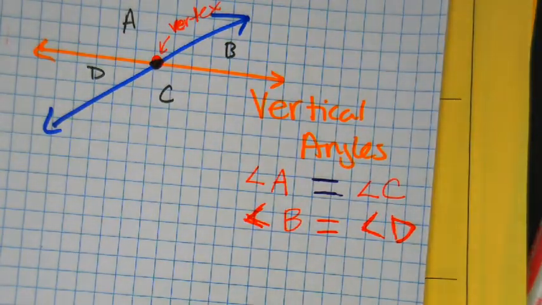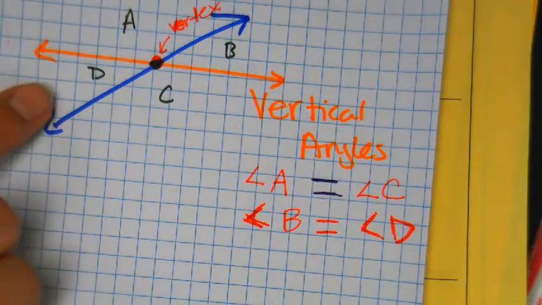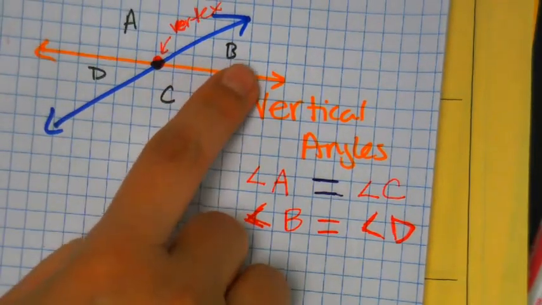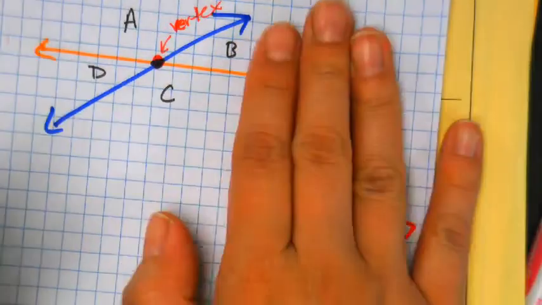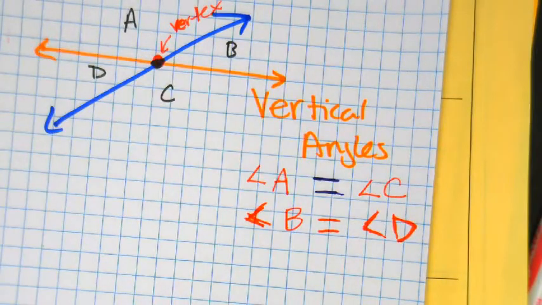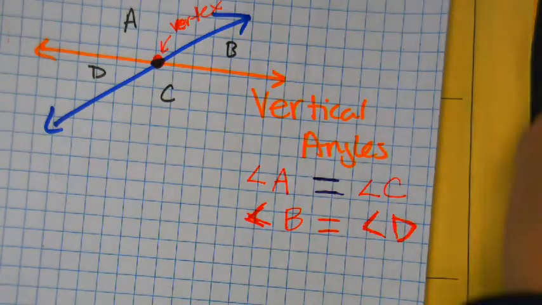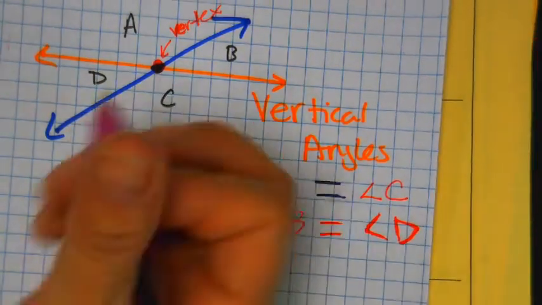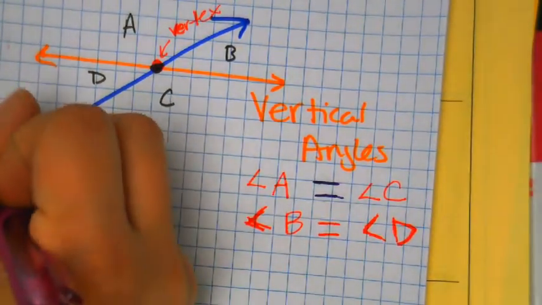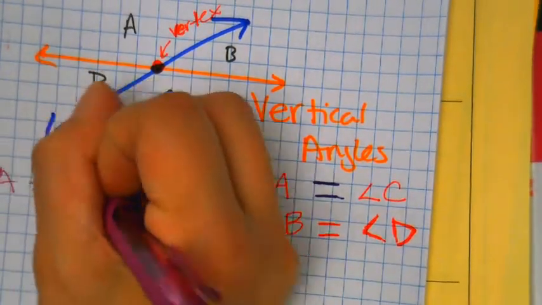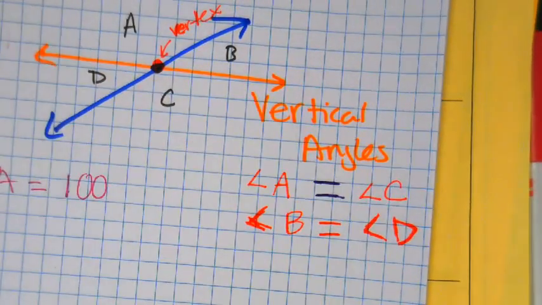So D is kind of in the left spot, and B, as in boy, is kind of on the right. If you look at it, left, right, right? So they're opposite from each other, and they're equal. So if I tell you that angle A equals 100 degrees, you can tell me all the other angles.